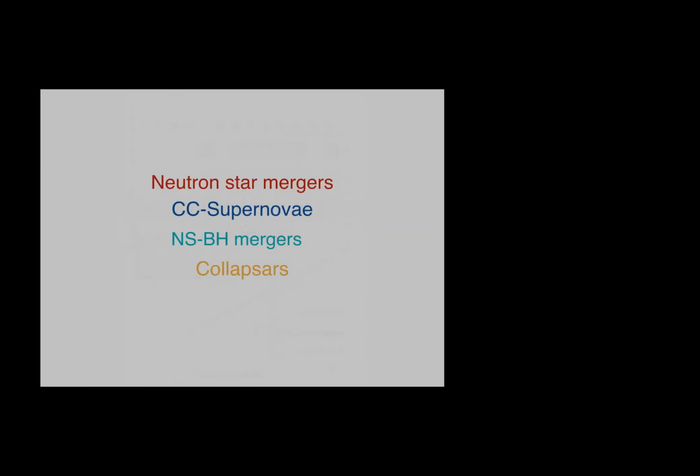The few sources that have been suggested in the literature are neutron star mergers, core collapse supernovae, neutron star black hole mergers, and collapsars. Collapsars are massive rotating stars that collapse towards the end of their life. And in this talk, I'm only going to talk about the neutron star mergers and their role in r-process enrichment of the universe.